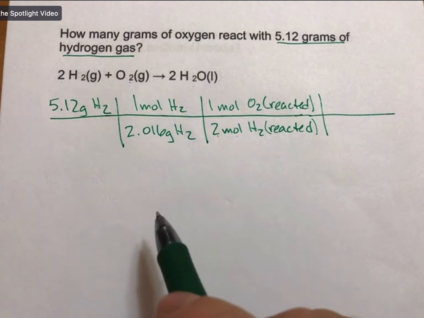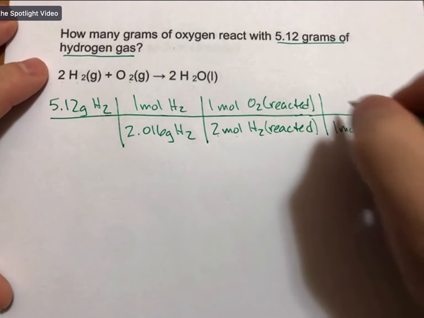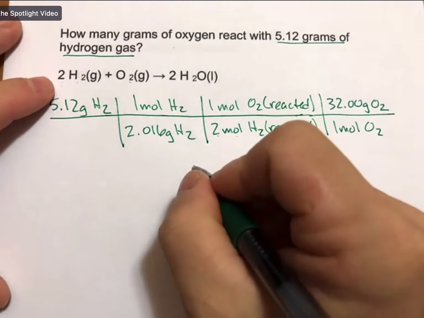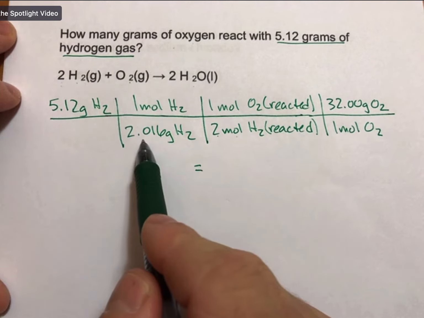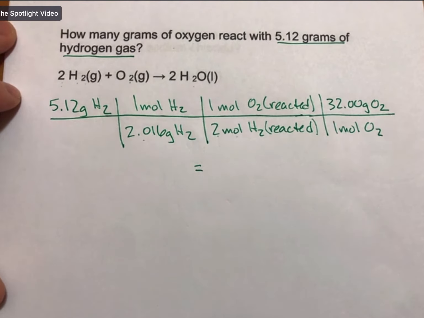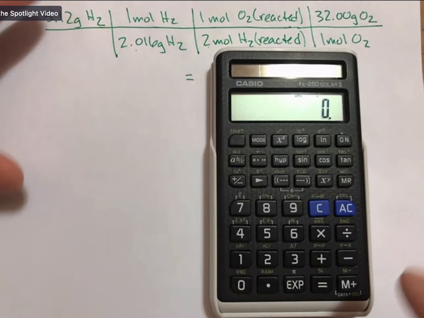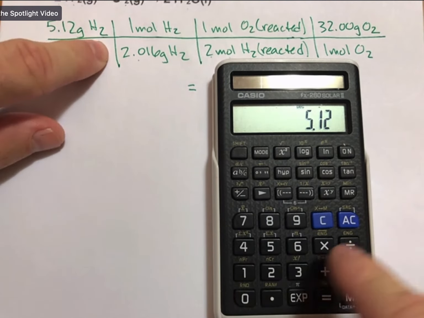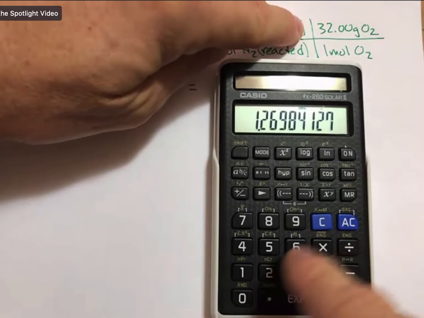And then we know that we want grams of oxygen. So we'll go from moles of oxygen using the molar mass to grams of oxygen. And again, take the number that you're starting with, divide by numbers on the bottom, multiply by numbers on the top. And to solve this one, I get 5.12 divided by 2.016 divided by 2 times 32, and I get 40.6 as my number.